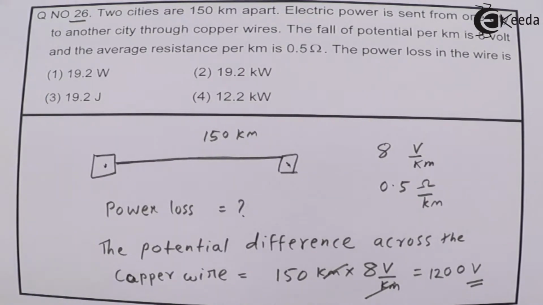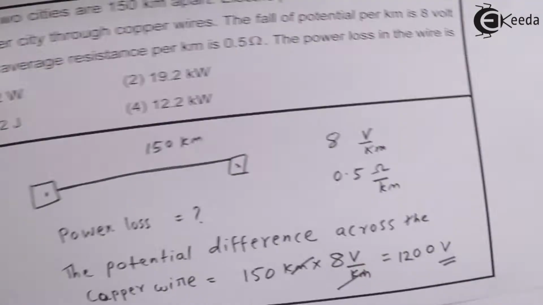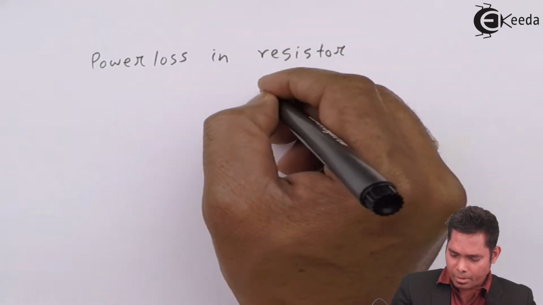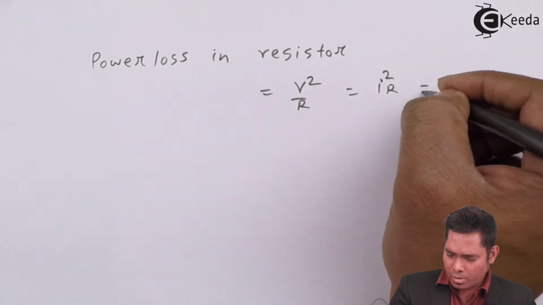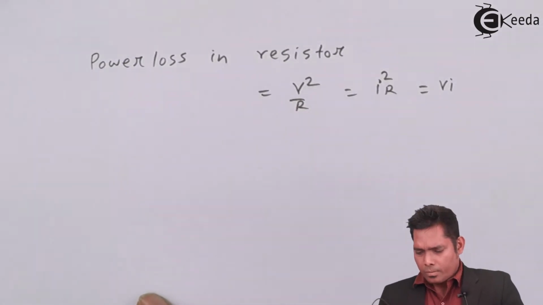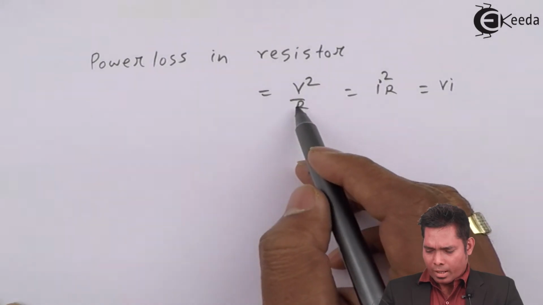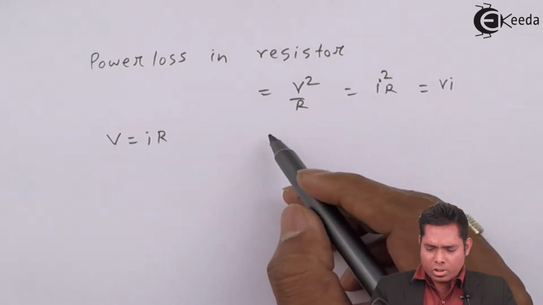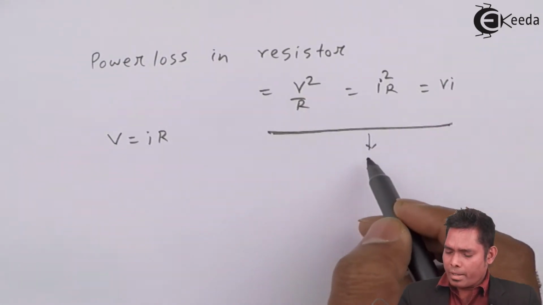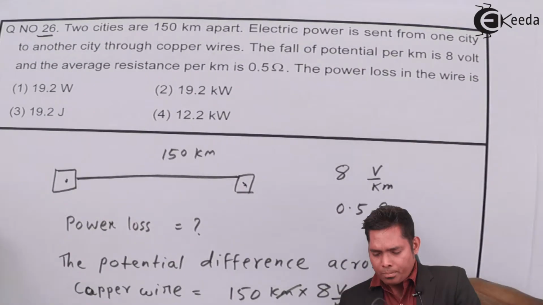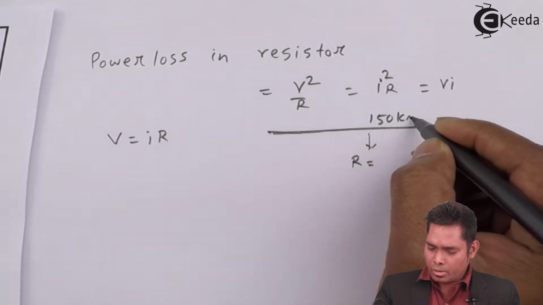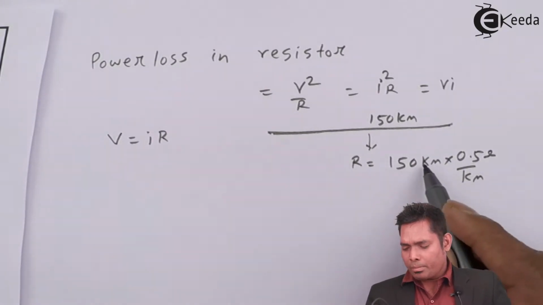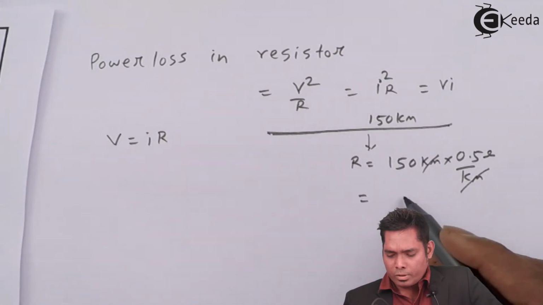If I want to find the power loss, the formula for power loss in a resistor can be written as V square over R, I square R, or V into I. I have to find R, and V equals IR. But what is R actually? R is the resistance of the copper wire used. This wire has resistance. It's given as 0.5 ohm per kilometer and the wire is 150 kilometer. So the resistance will be 150 kilometer times 0.5 ohm per kilometer. In 1 kilometer this resistance, in 150 kilometer how much resistance? You multiply that, half of 150, so this is 75 ohm.